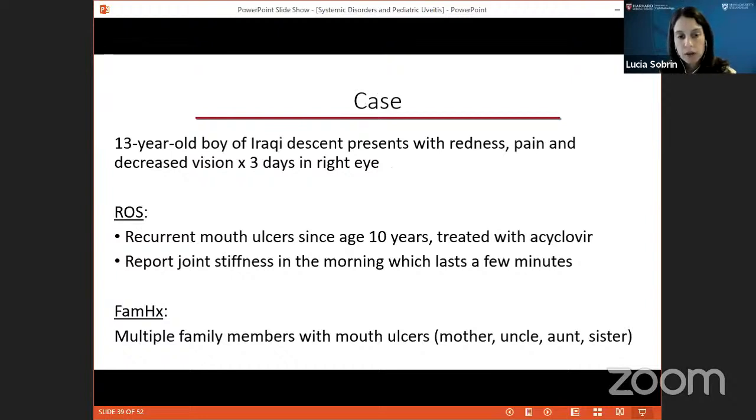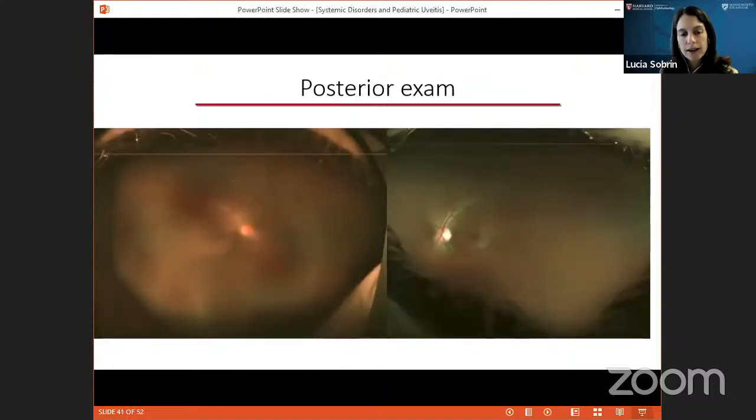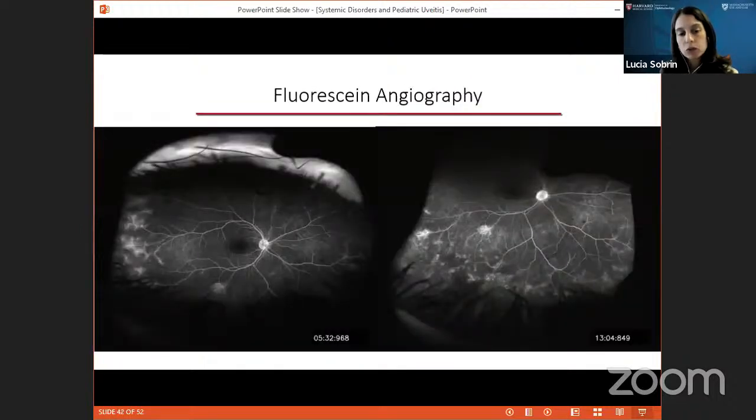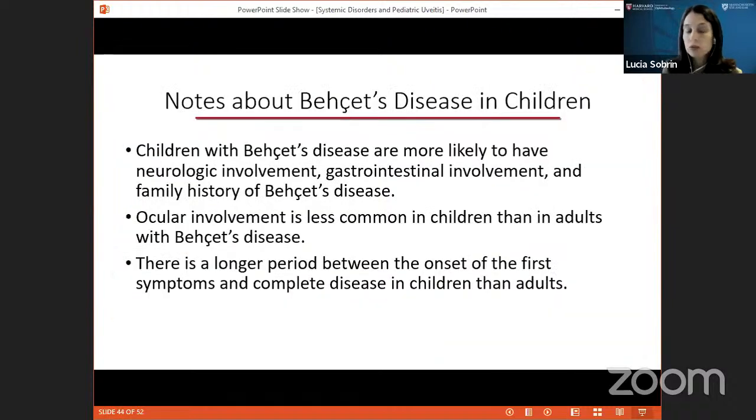I will briefly talk about Behçet's disease because this has already been covered. This is a classic patient with mouth ulcers since age of 10, now presenting with decreased vision and with a family history of mouth ulcers as well. He had decreased vision with a hypopyon, blurred view to the back with extensive vitritis in the right eye, diffuse leakage in the right eye after initial treatment, allowing a view for the FA, mouth ulcers and skin changes. So this was Behçet's disease.